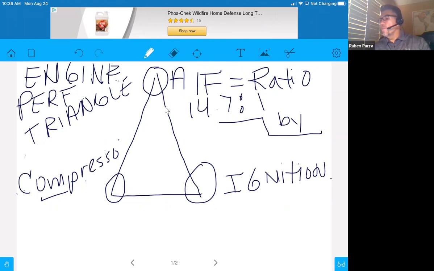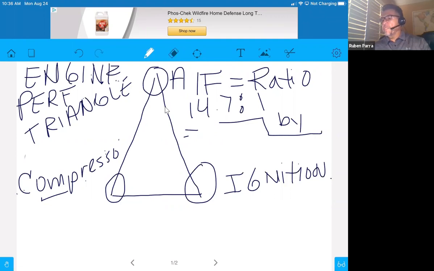So we have the air-fuel ratio. We combine this into one because I call this the food. This is the food for the engine, the air-fuel ratio. And then we have the compression, which causes heat to occur and pressure. And then we have the ignition that lights that. So all three of these have to be in good working order to achieve proper engine performance.